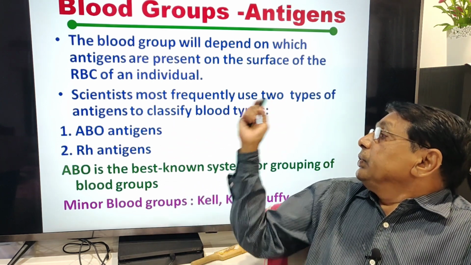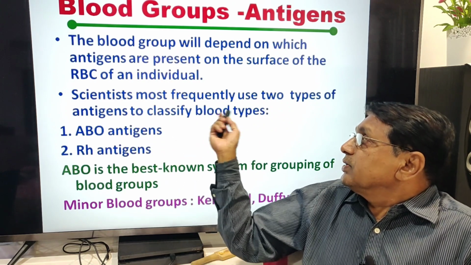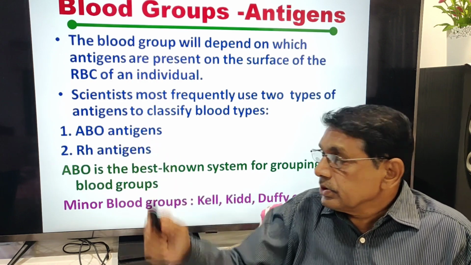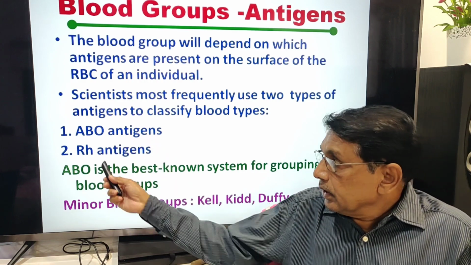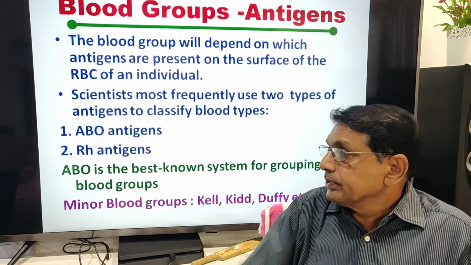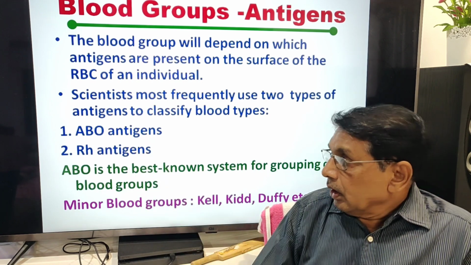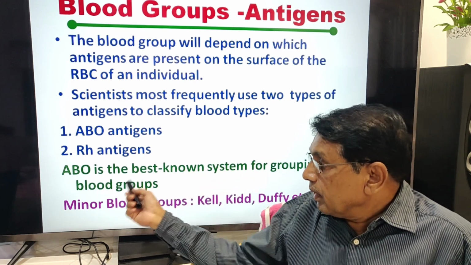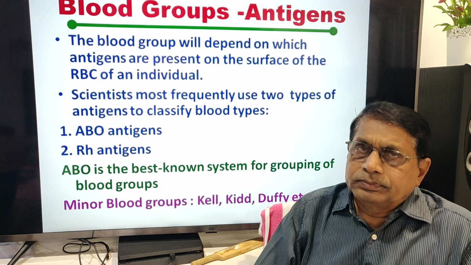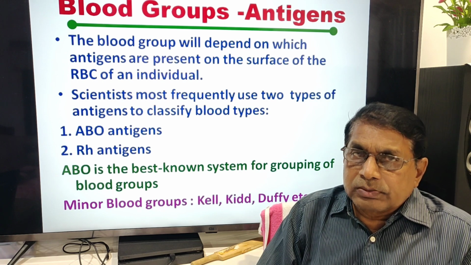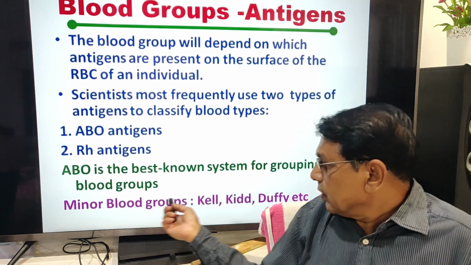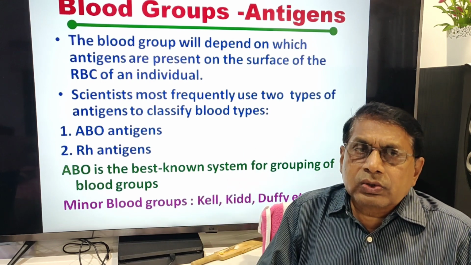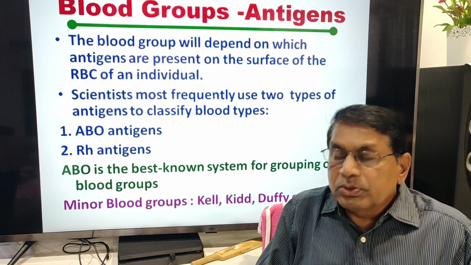Scientists most frequently use two types of antigens to classify the blood types. One is ABO antigens and the other is RH antigens. ABO is the best known system for grouping of blood groups, the most common ABO system. The minor groups are Kell, Kidd, Duffy, etc. They are not so important. In special cases, they assume importance.